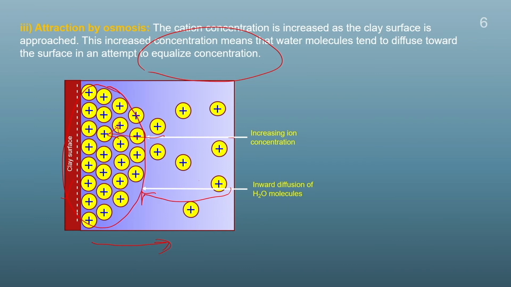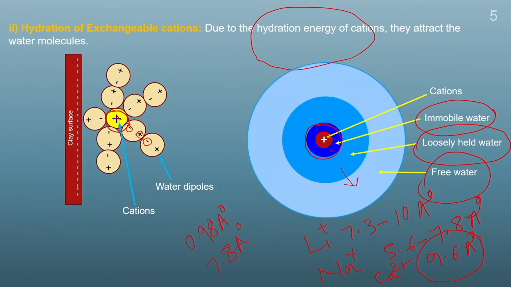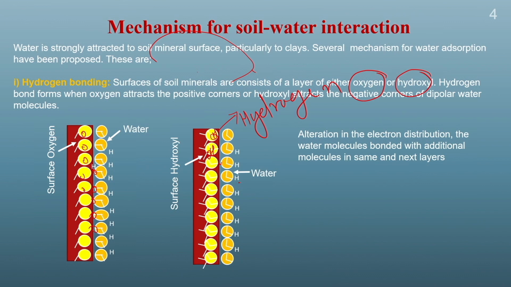So, this is known as osmosis. By this process, a large amount of water molecules will be attracted towards the clay surface. It also depends on the amount of cations present over here, and on the concentration of the pore fluid. Generally, the larger the amount of cations, the larger the amount of water molecules that move due to osmosis. So, these are the three different processes by which water molecules get attached to the clay surface.